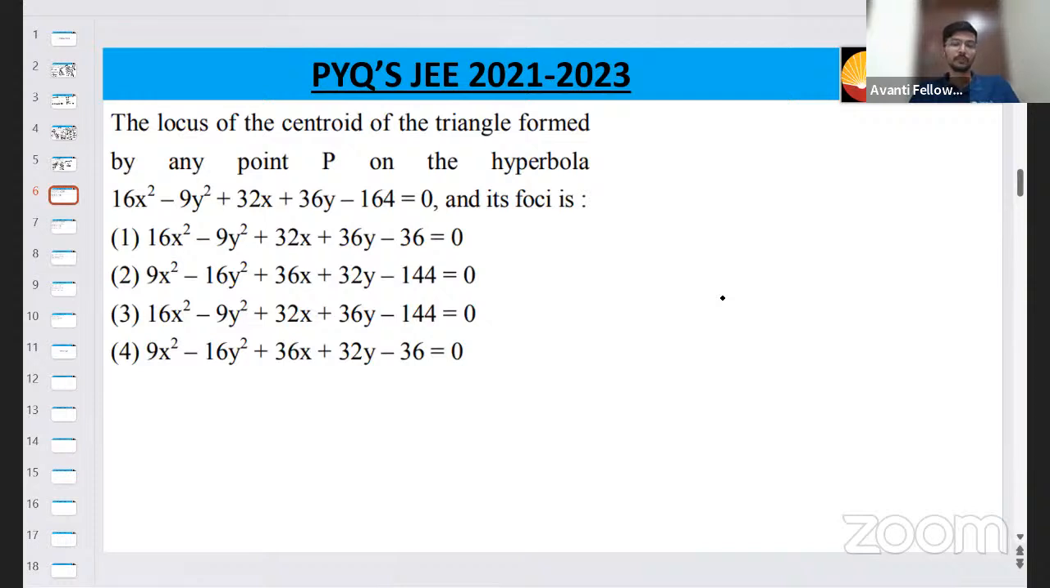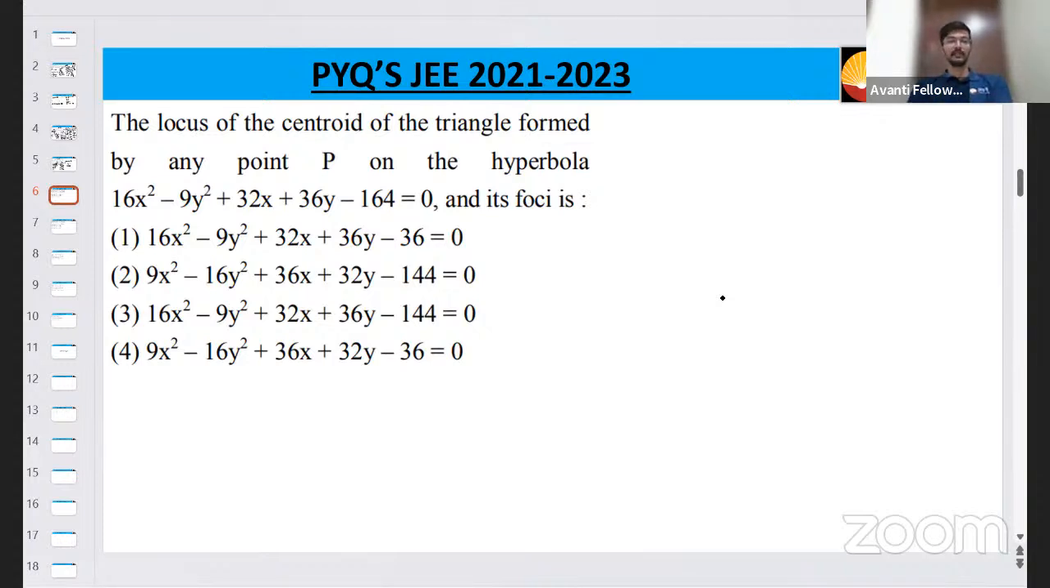Okay. The question is based on locus. Just a second, I'll put the charger. The question is based on locus. Yes. So, the locus of the centroid of the triangle formed by any point P on the hyperbola.